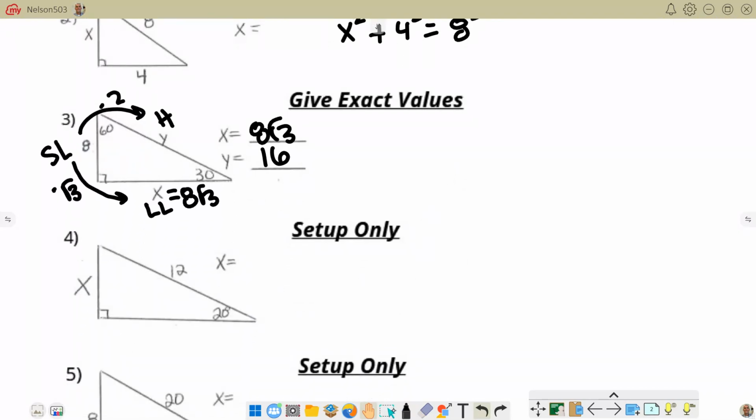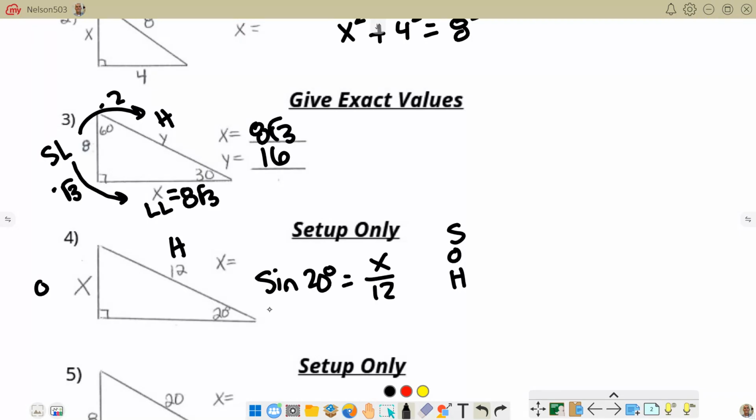On this one right here, we want to identify the opposite leg. This is the opposite. This is the hypotenuse. And in SOHCAHTOA, SOH has the opposite and the hypotenuse. So you want to say sine of 20 degrees is equal to x over 12. This is our setup right here.